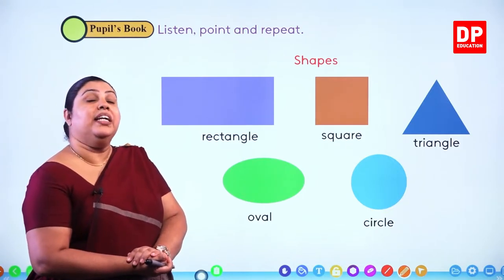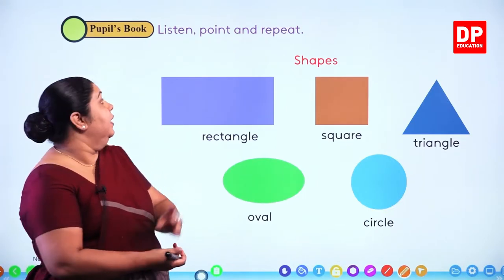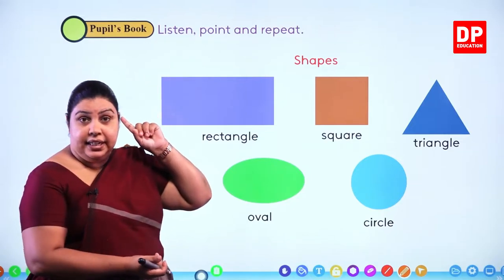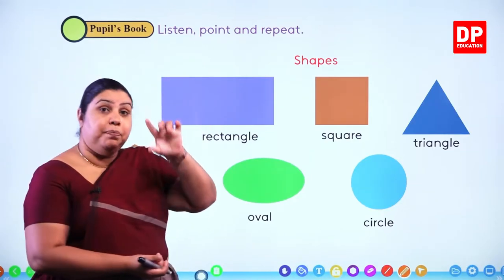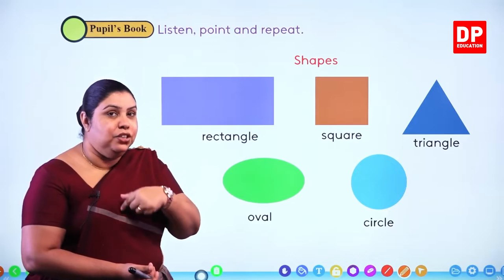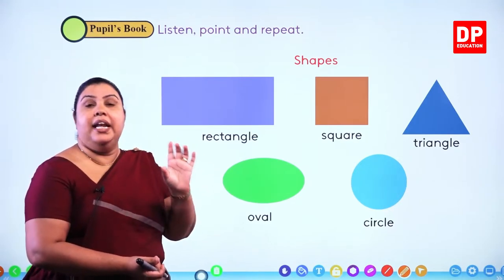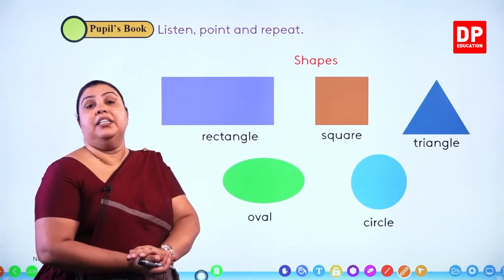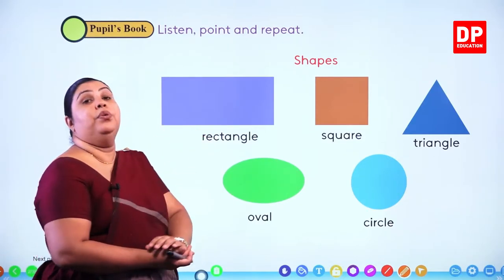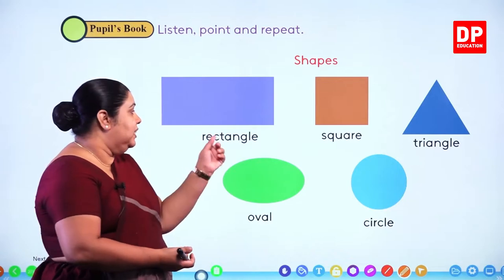Rectangle. How do we say? Now in your book it says listen, point and repeat. Now you must listen to me, you must listen to your teacher, learn the correct name, learn the correct pronunciation, and then you have to repeat the name. So what is this shape?